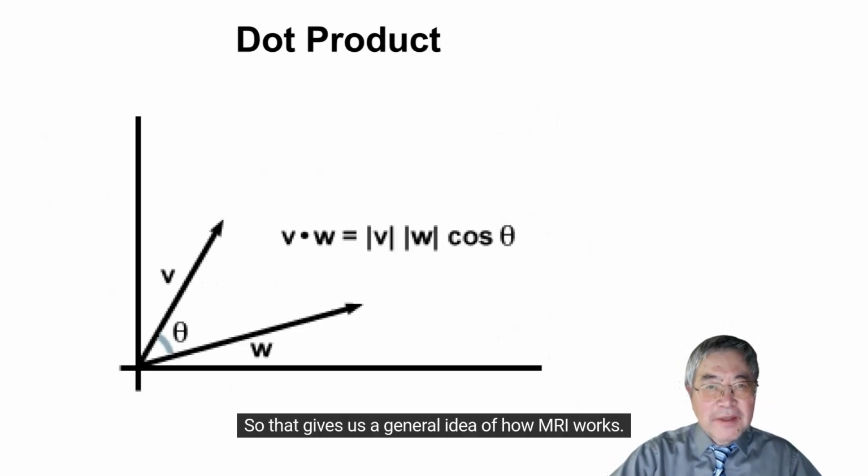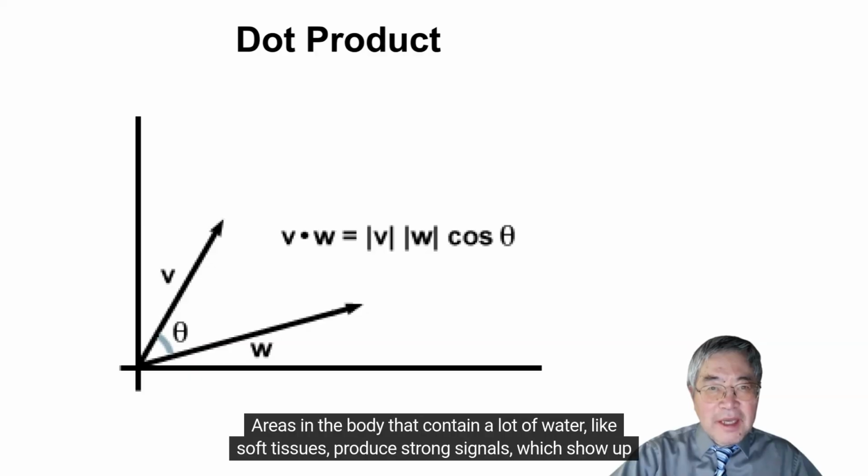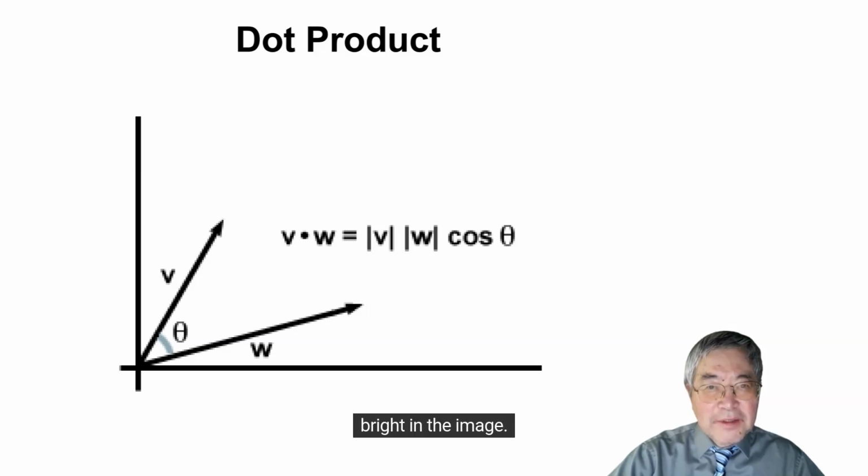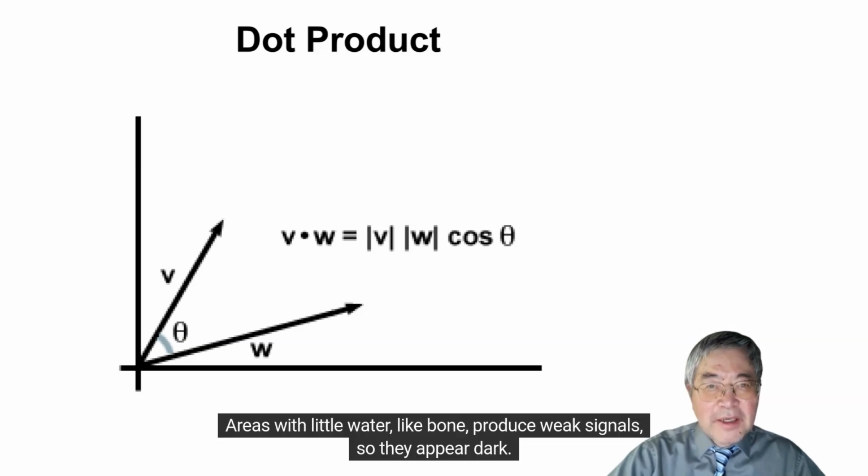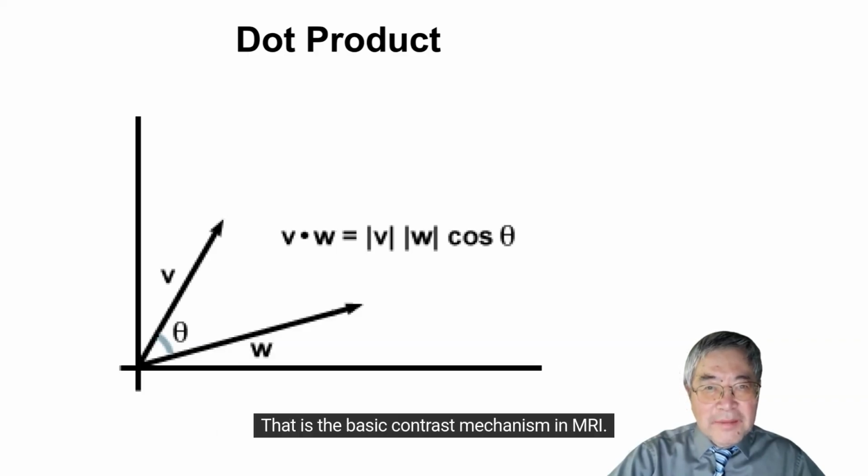So that gives us a general idea of how MRI works. Areas in the body that contain a lot of water, like soft tissues, produce strong signals which show up bright in the image. Areas with little water, like bone, produce weak signals so they appear dark. That is the basic contrast mechanism in MRI.